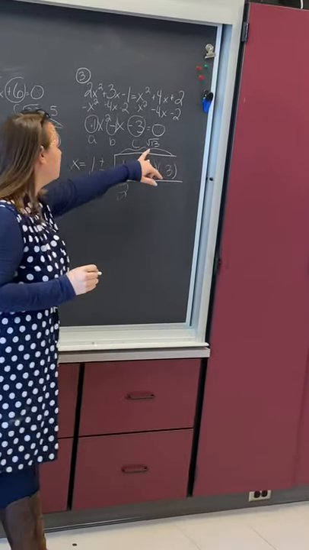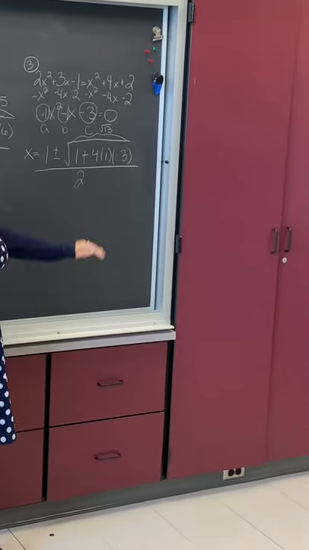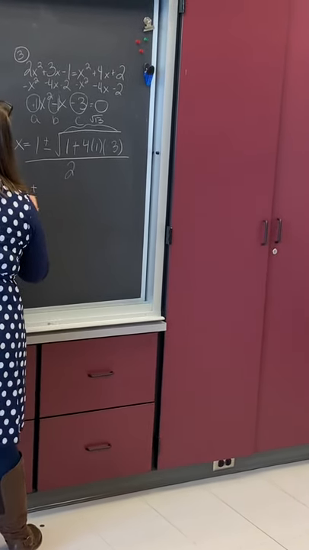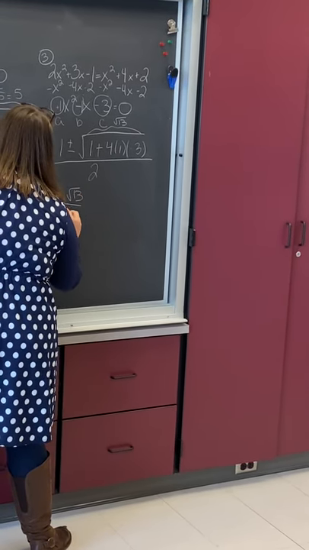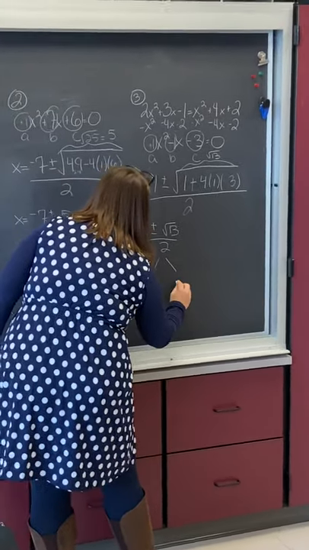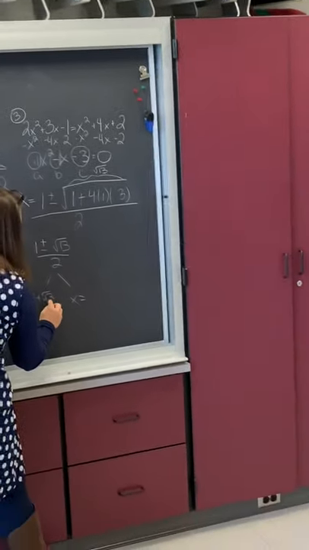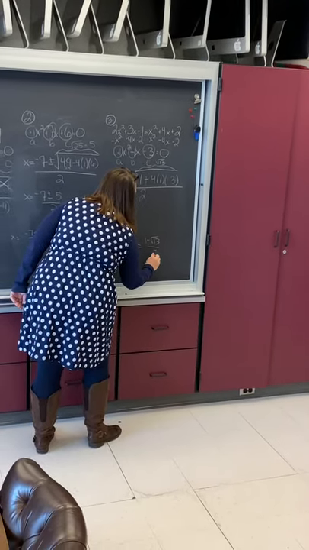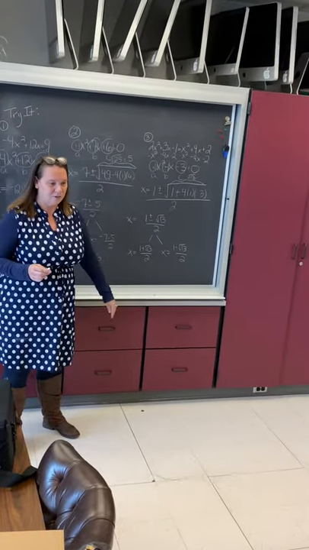If we make a factor tree, can we simplify that any farther? No. Correct. Square root of 13 as far as we can go. So rewriting that, we're going to have x equals 1 plus or minus square root of 13 all over 2. When we break that into 2, we're going to use 1 plus and 1 minus. 1 plus square root of 13 over 2. 1 minus square root of 13 over 2. You guys can put that in your calculators, or I would accept that as your answer.